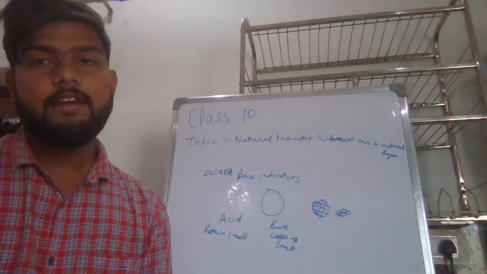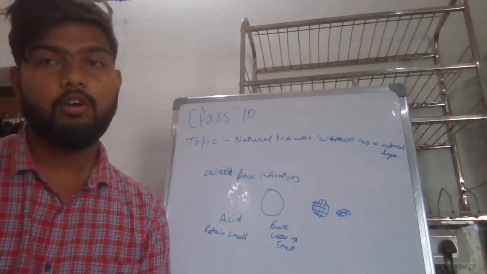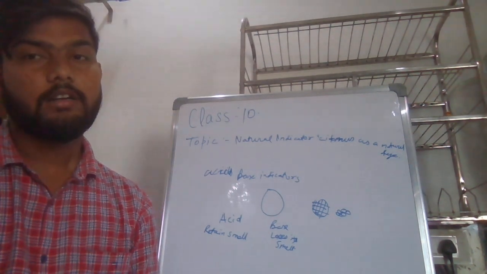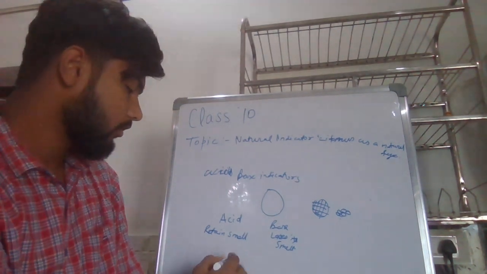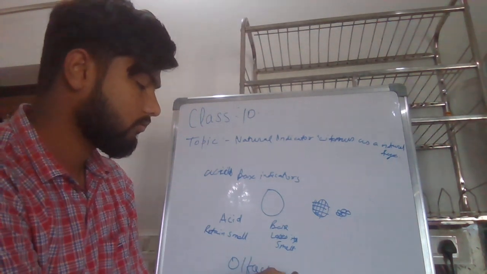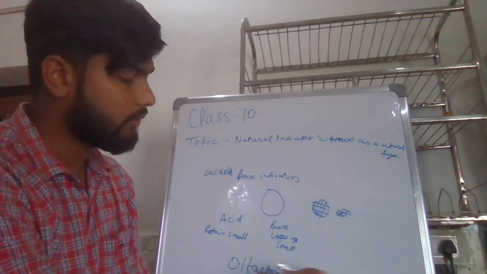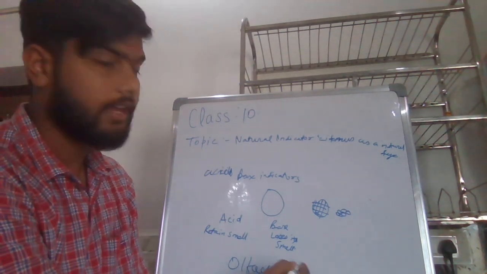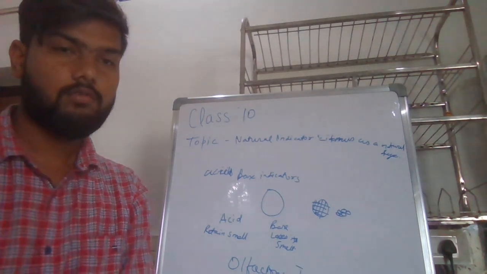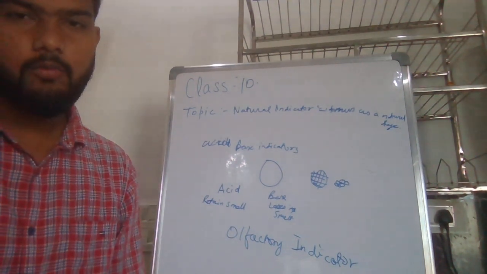Now I have a fill-in-the-blanks question: those substances whose smell or odor changes in acidic or base solution are called what? Are called olfactory indicators. So this will be the answer here. Okay, moving further.